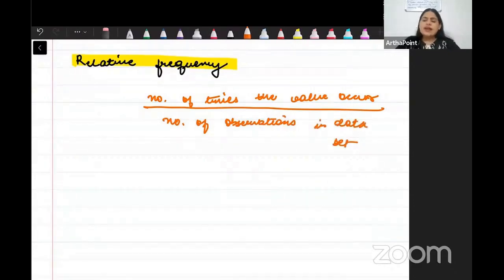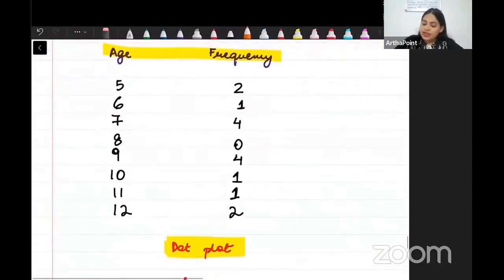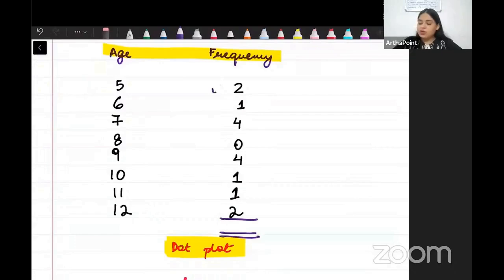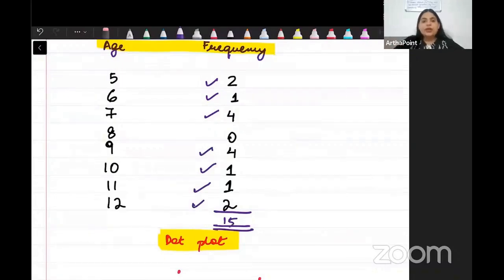Let's go back here. For each group, I have written the frequency. 5 occurs 2 times, 6 occurs 1 time, and so on. Let me quickly add this together. Can you tell me what the sum is coming out to be? So 2 plus 1 is 3, and 4 is 7, 8, 9, 10, 14, and 15. The sum is coming out to be 15, right? Now, when I have to find relative frequency, what does that mean? I will do 2 divided by 15.